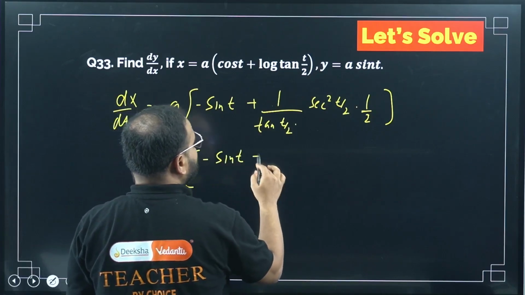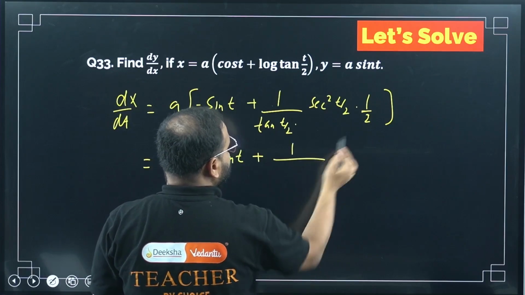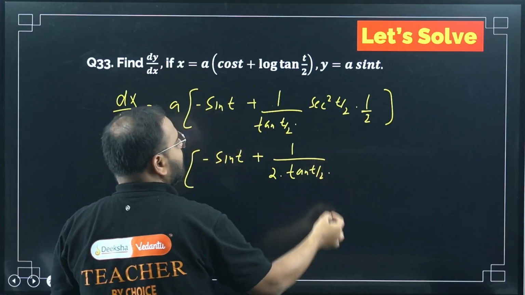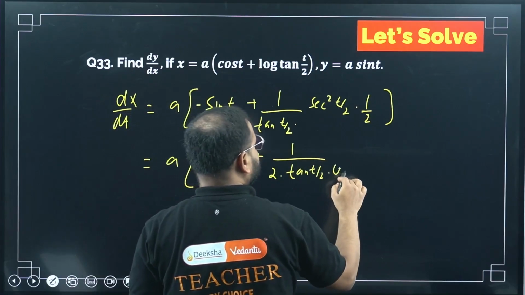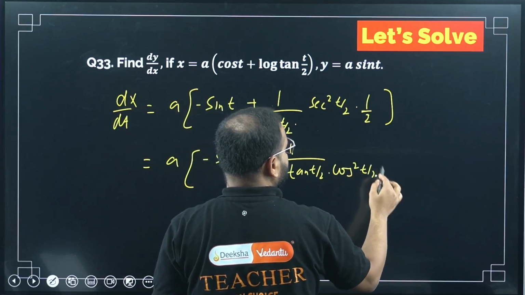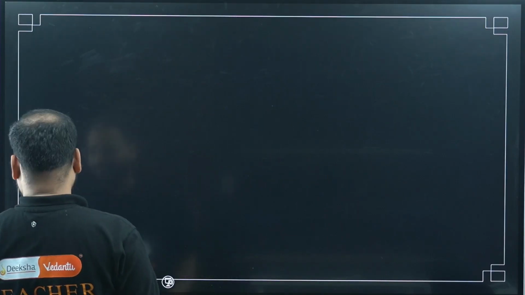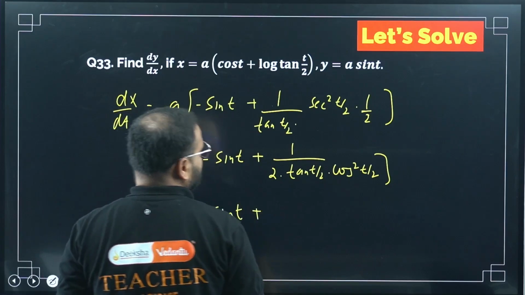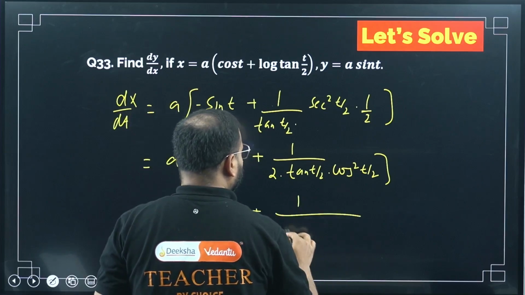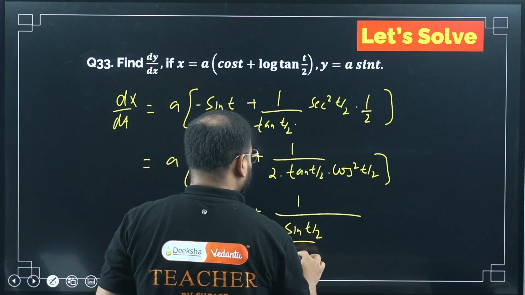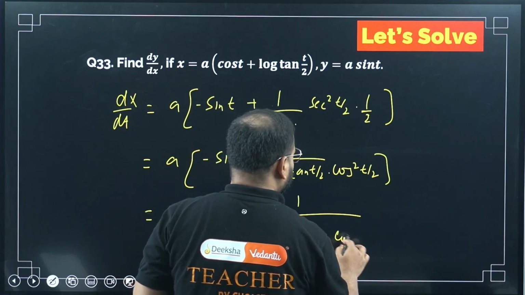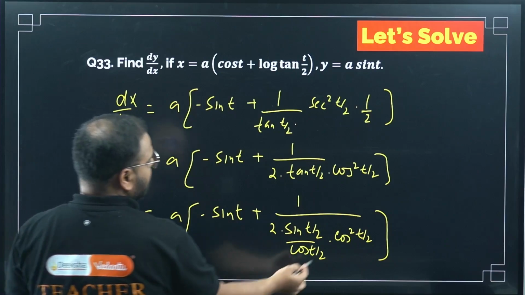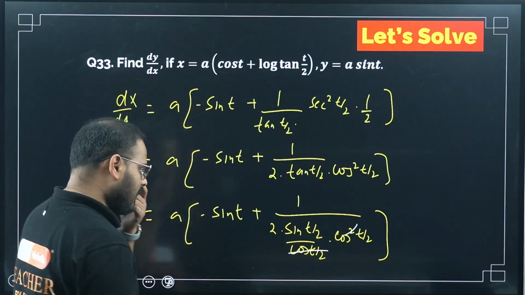Minus sin t plus. I can bring the sec in the denominator only. So 2 is also in the denominator, so I can write 2 tan t by 2, and sec square will come in the denominator and become cos square t by 2. Okay. Please check now. Minus sin t plus, what will this be? Please check here: 1 upon 2 sin t by 2 upon cos t by 2 into cos square t by 2. Anything that you can see getting cancelled? Extra will get cancelled. I'll have what left?